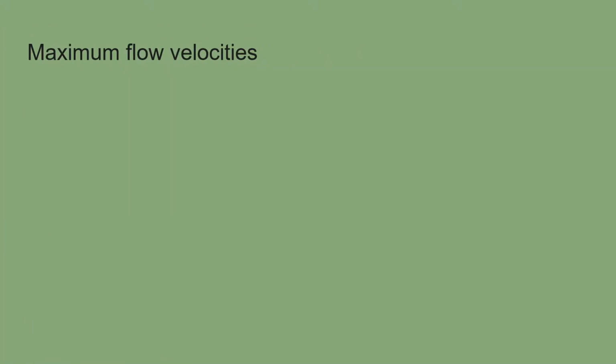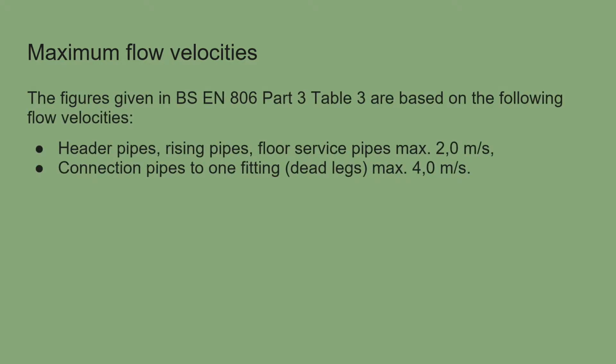All right, so maximum flow velocities. Now, to BS-EN 806 Part 3, Table 3, this is where all the loading units and everything follow the various velocities. So these velocities are for a header pipe or riser pipe, floor service pipe, maximum 2 metres a second.